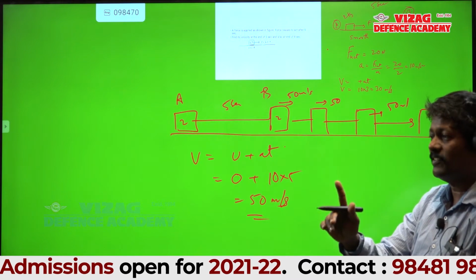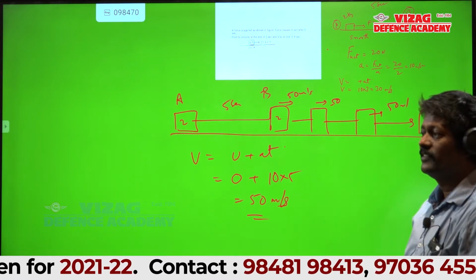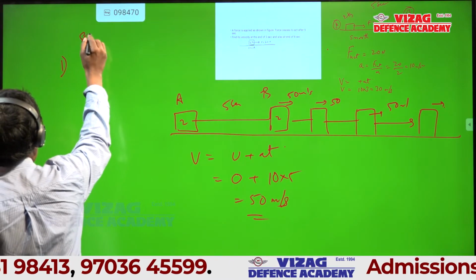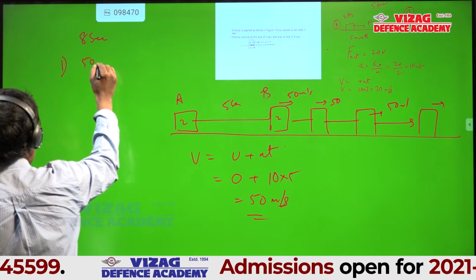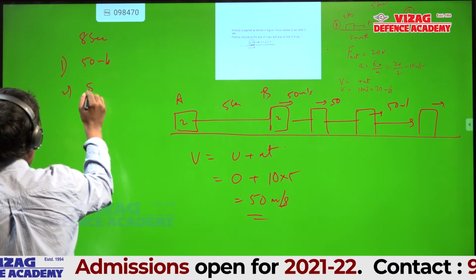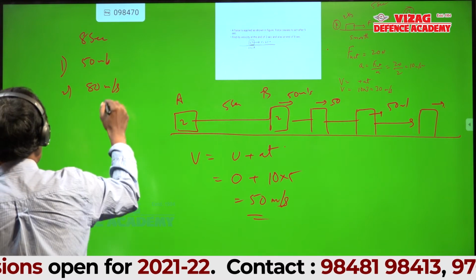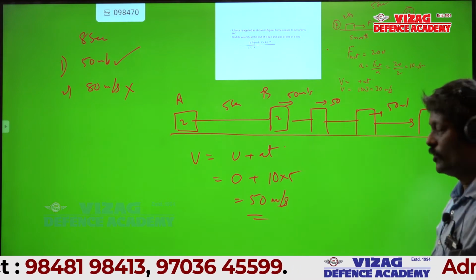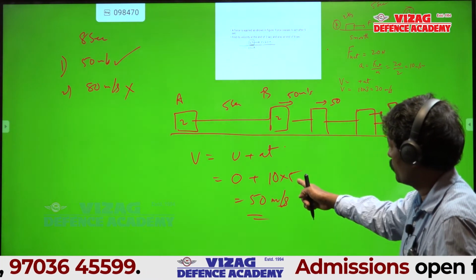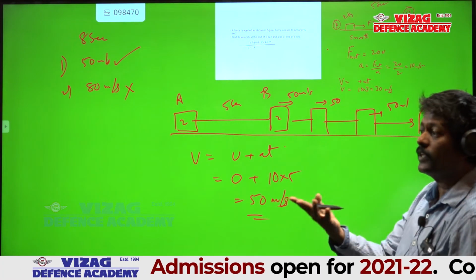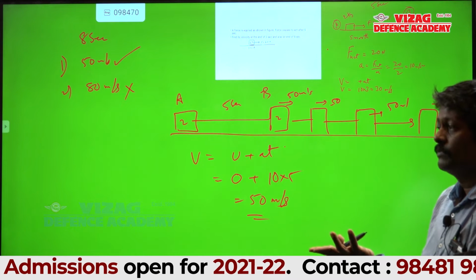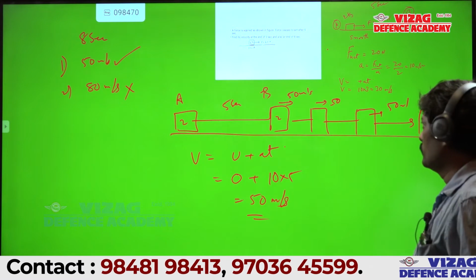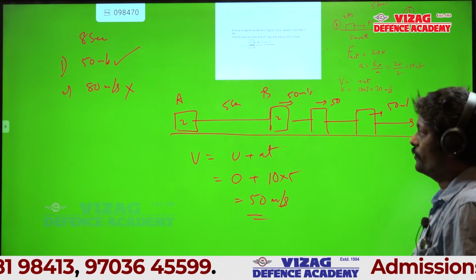Many students by mistake will write 10 into 8. That fellow will give options: at the end of 8 seconds, 50 meters per second or 80 meters per second. Many students will choose 80. Wrong. It is 50. Because by mistake, if you put 8 in the place of time, you will get 80. But for 8 seconds, force is not acting. Force is acting only for 5 seconds. So the answer is 50 meters per second.